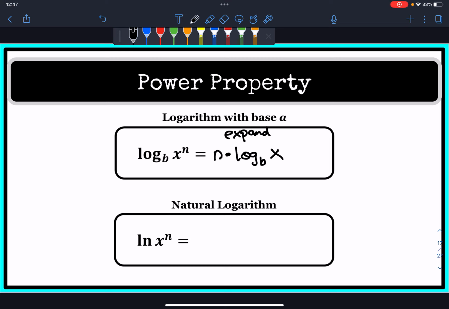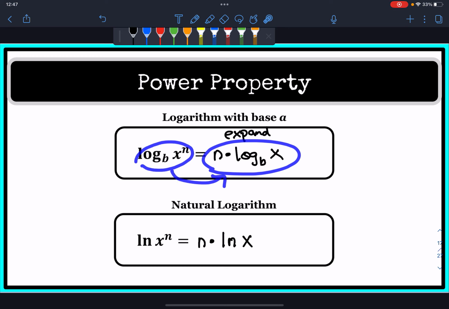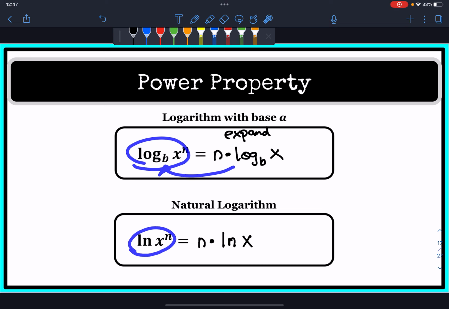And for the natural log, the same thing. The expanded form would be n times the natural log of x. So this one's kind of weird to say that we have expanded it, but technically this is what we refer to as the expanded form using this property. And the other way around, this would be the condensed form of this. So let's start by condensing situations like this.